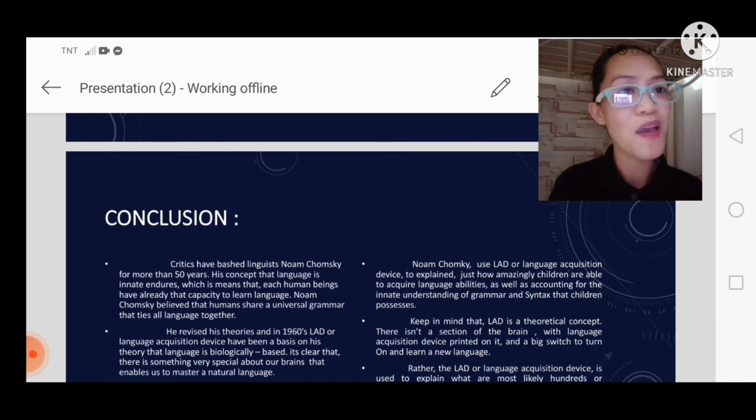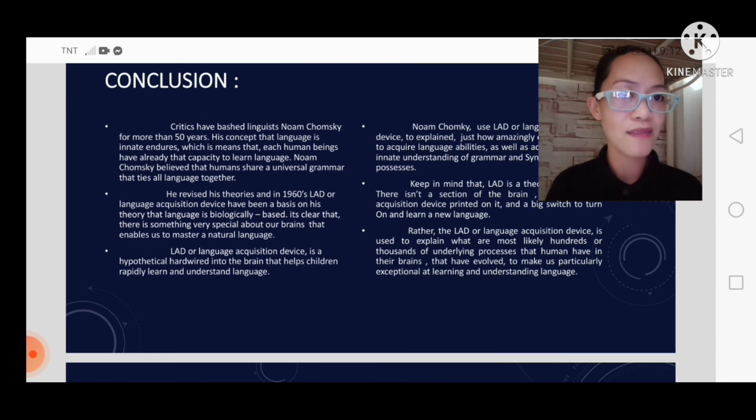Keep in mind that LAD is a theoretical concept. There isn't a section of the brain with language acquisition device printed on it and a big switch to turn on and learn a new language. Rather, it's used to explain what are most likely hundreds of thousands of underlying processes that humans have in their brains that have evolved to make us particularly exceptional at learning and understanding language.